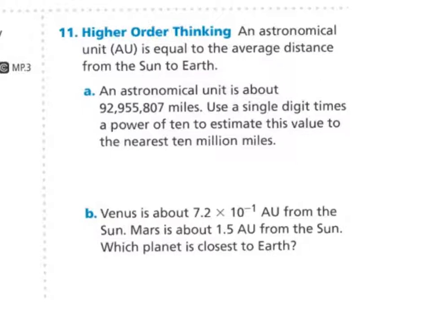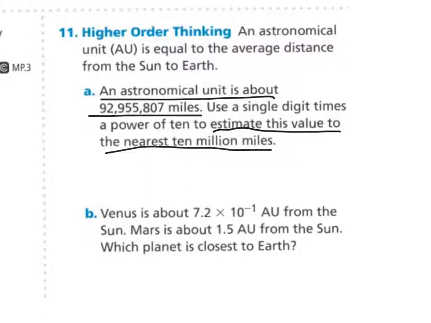Number 11, an astronomical unit, AU, is equal to the average distance from the sun to Earth. An astronomical unit is about 92,955,807 miles. Use a single digit times the power of 10 to estimate this value to the nearest 10 million miles. So let's go ahead and round this first, and then we'll do the scientific notation, what they're asking us to do.